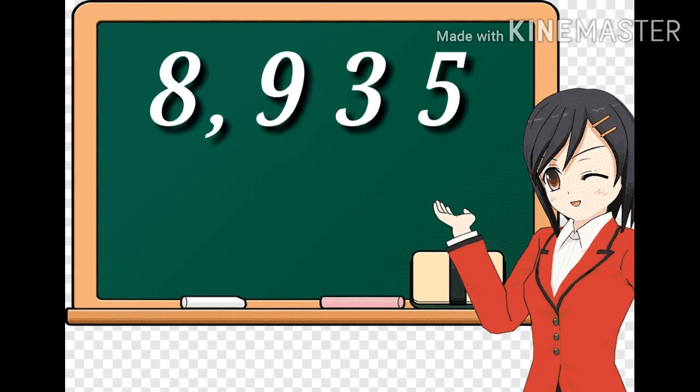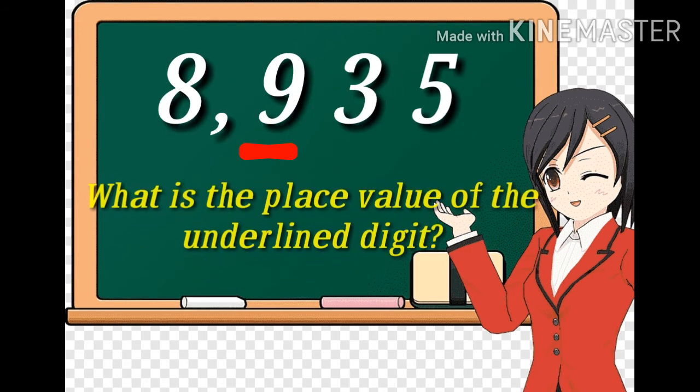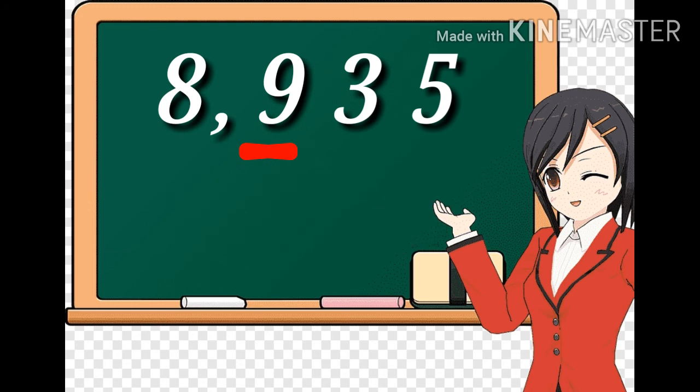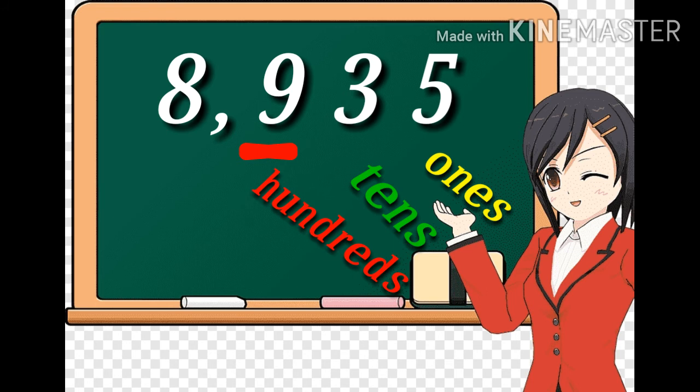Next example. What is the place value of the underlined digit? Digit 5 has the place value of 1s. Digit 3 has the place value of 10s. Digit 9 has the place value of 100s. And digit 8 has the place value of thousands. So digit 9 has the place value of 100s.